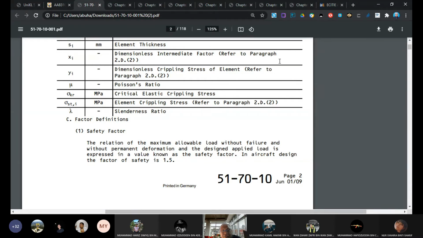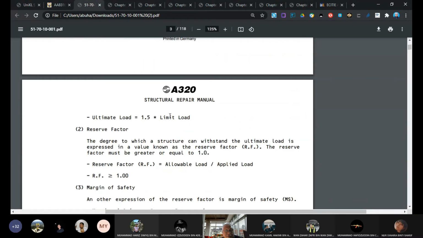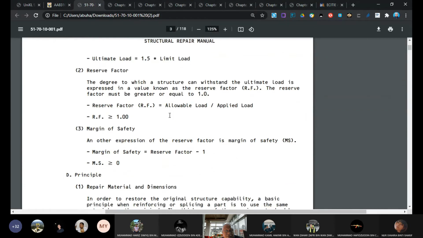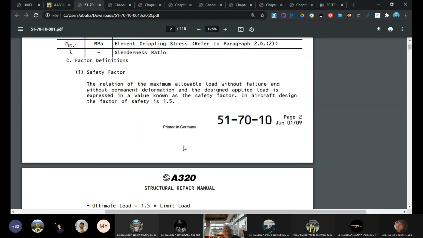Then there are three factors that you need to know: safety factor, reserve factor, and margin of safety. These are three factors that you need to understand, and most importantly, you need to understand the factor of safety, because factor of safety is in the regulation. Factor of safety is in the design requirement, which you need to satisfy for you to design the aircraft structure or to repair the aircraft structure. So let me show you all the three.